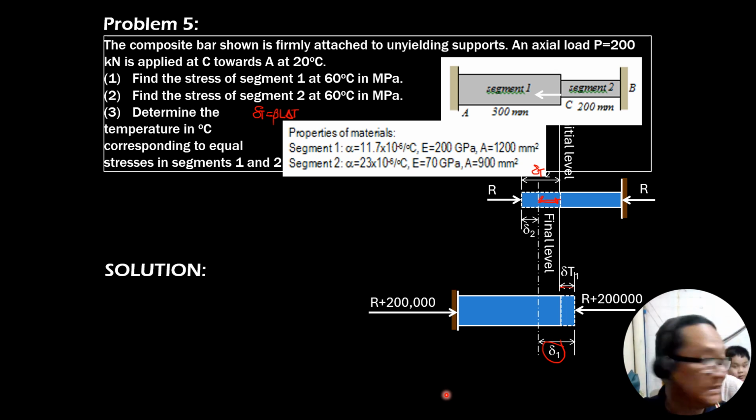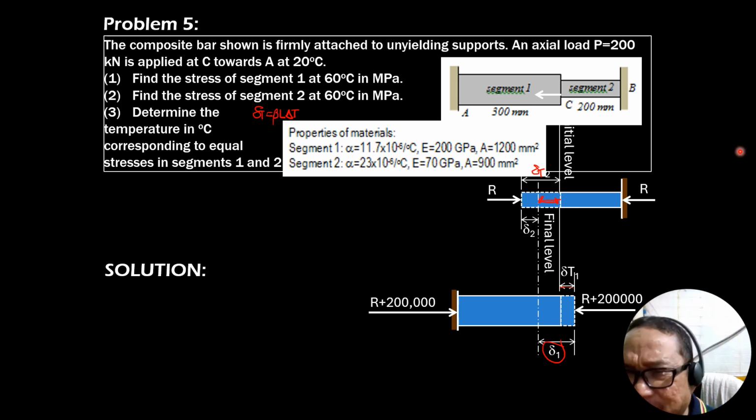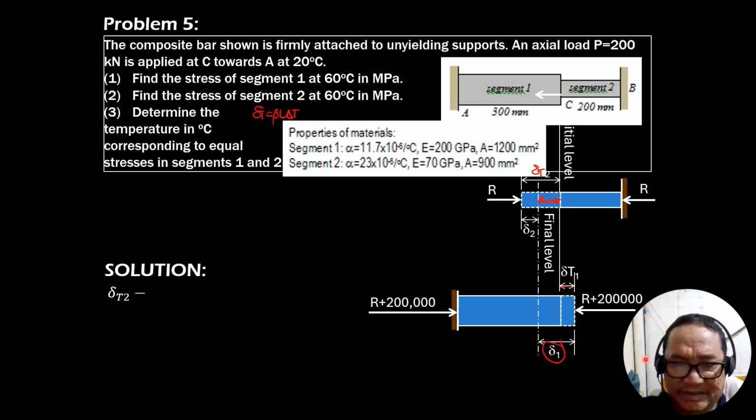So from the figure we have delta T2 minus delta 2 equals delta 1 minus delta T1. This is the final deflection that we want to formulate. Delta T2 minus delta 2 equals this, and this is also equal to delta 1 minus delta T1. So delta T2 minus delta 2 equals delta 1 minus delta T1.